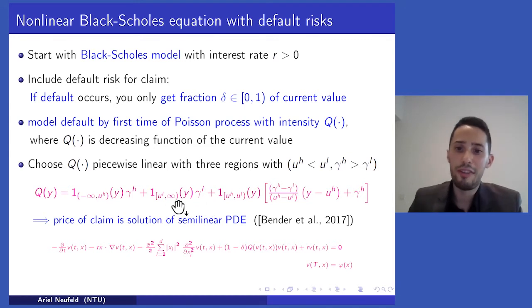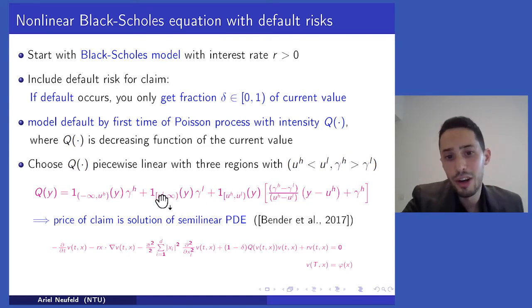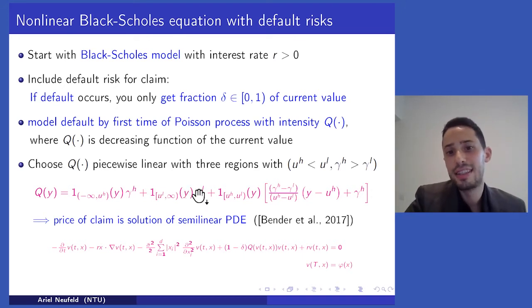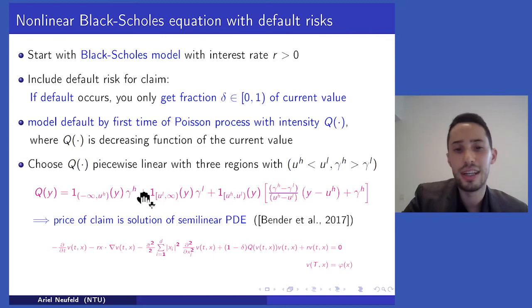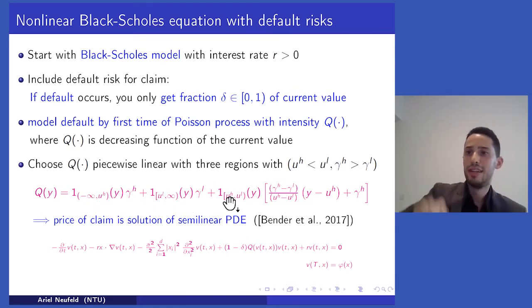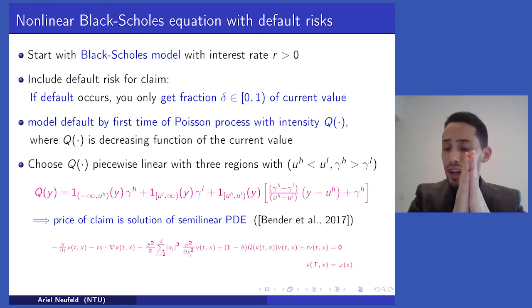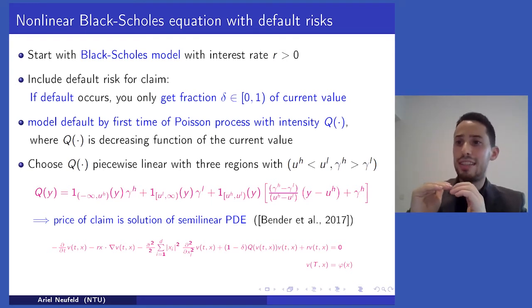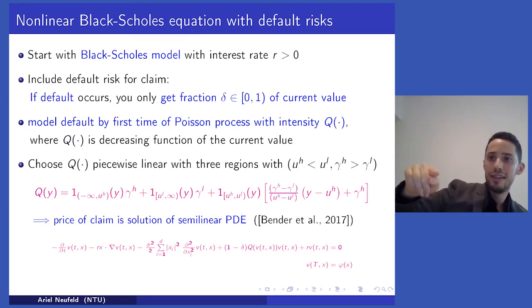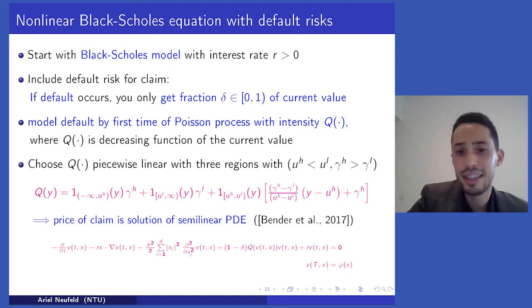And then for a value from mu L on, where mu L is a higher value than mu H, you assume that the intensity is gamma L, where gamma L is smaller than gamma H. And between mu H and mu L, you just linearly interpolate. So in other words, if the value of the financial derivative is from 0 to mu H, you have an intensity gamma H. Then you linearly interpolate from the value mu H to mu L until you reach mu L. And from mu L on, you have intensity gamma L constantly.